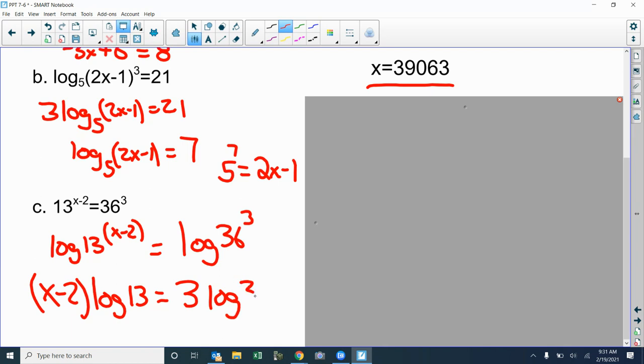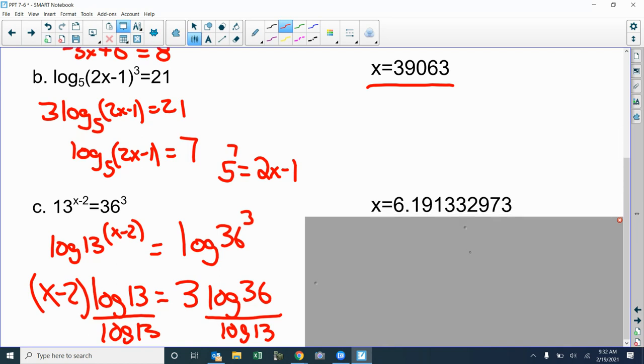I still have log 36. What am I going to do next? Divide by log 13. So it really becomes a calculator problem now. Log 36, hit enter, divided by log 13, hit enter.